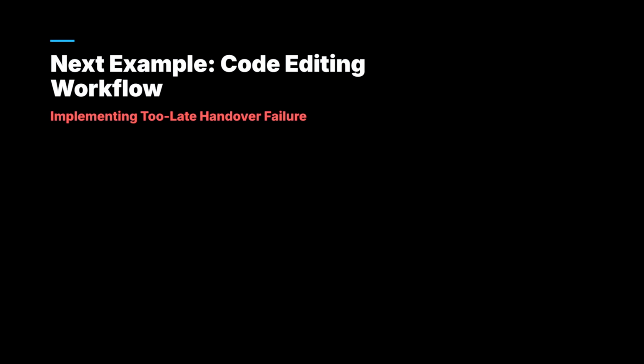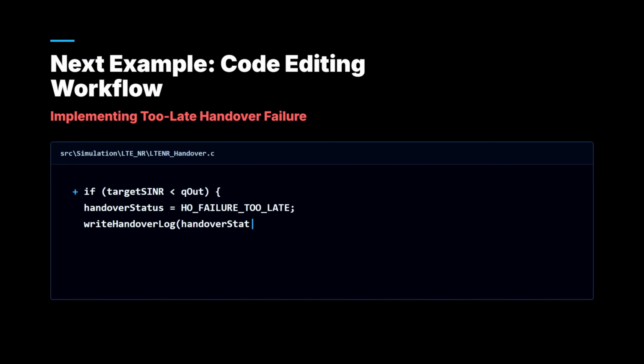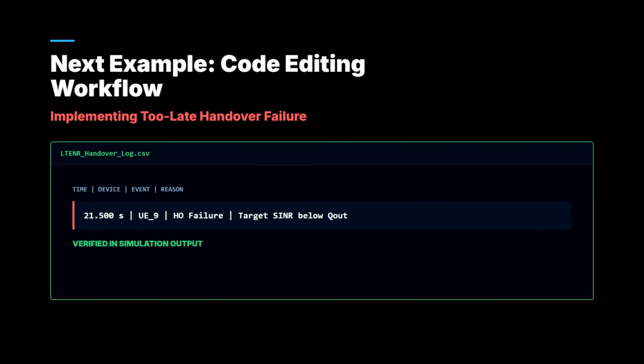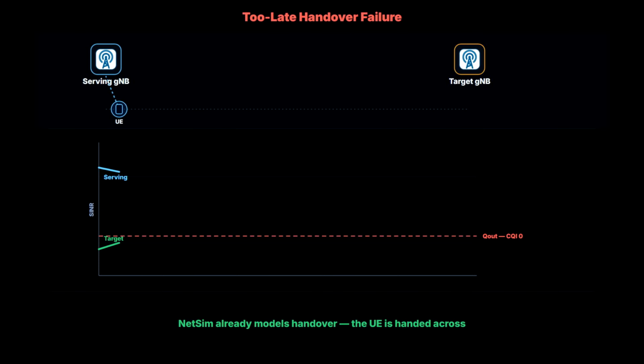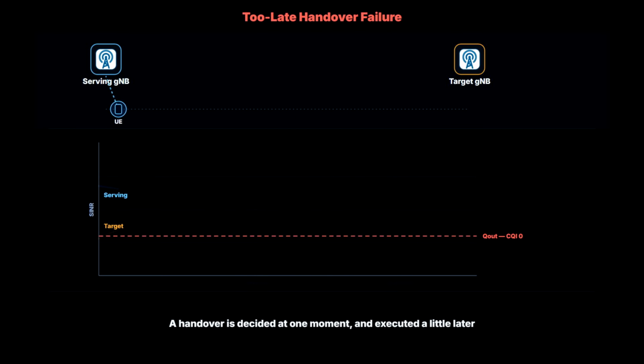In this example, the AI coding agent assists the developer in implementing too late handover failure in NetSim, and the result is verified using the simulation output logs. NetSim already models handover. The UE moves, the network measures the neighbor, and the UE is handed across. But a handover is not instant. It is decided at one moment and executed a little later, and the UE keeps moving in between.